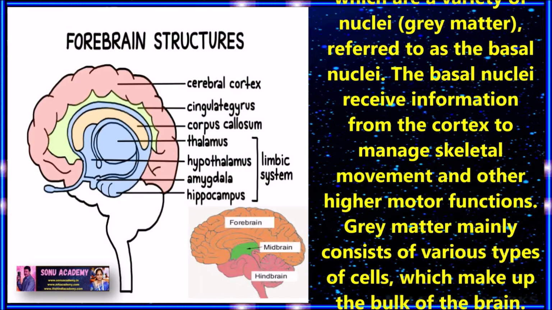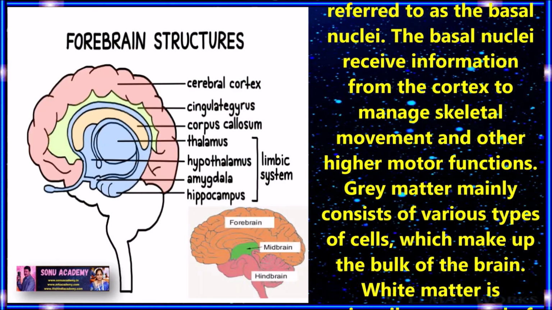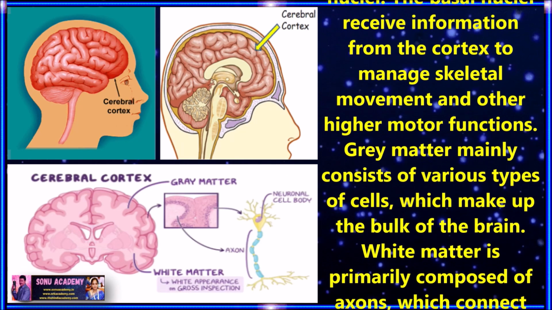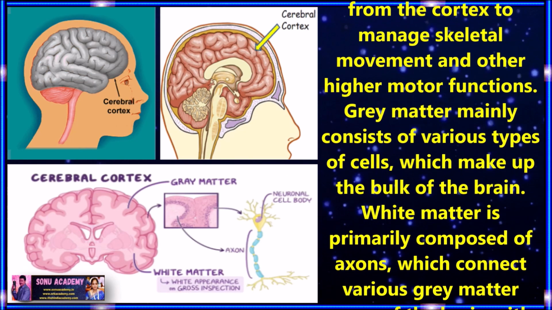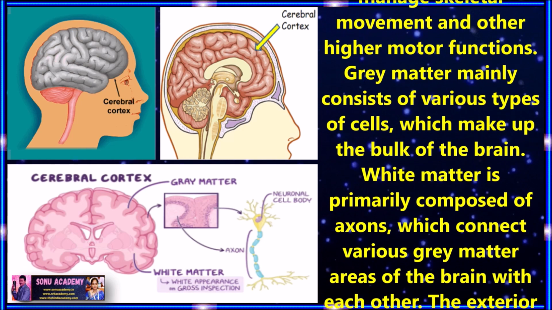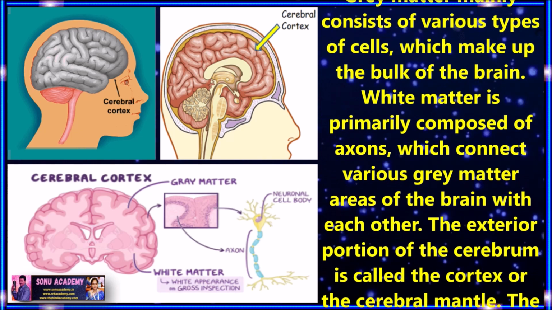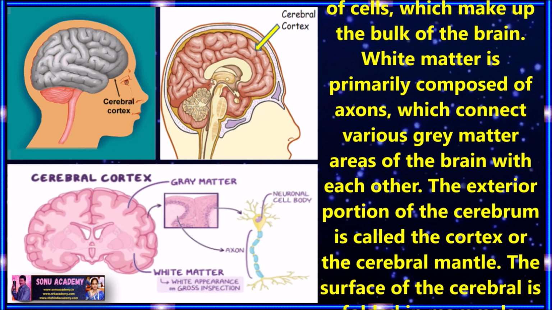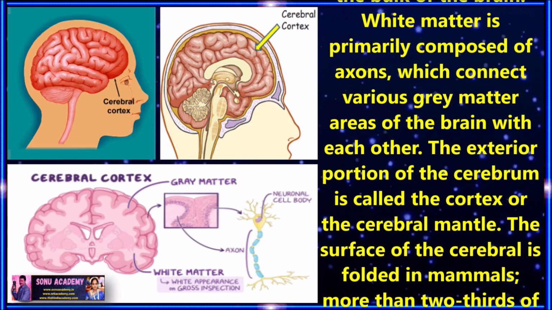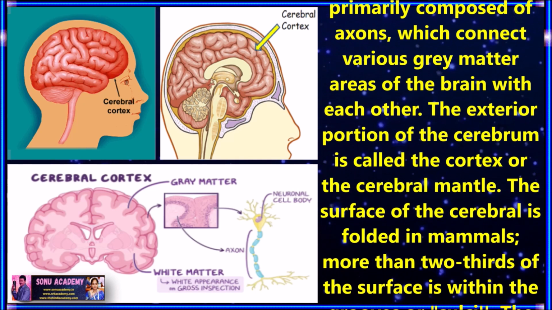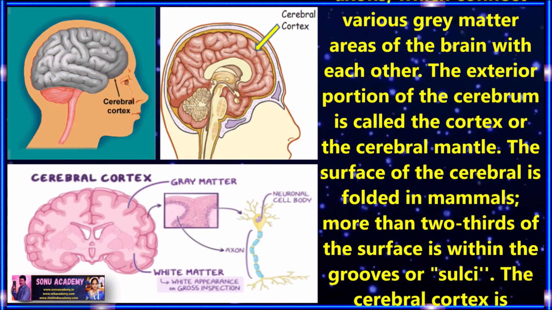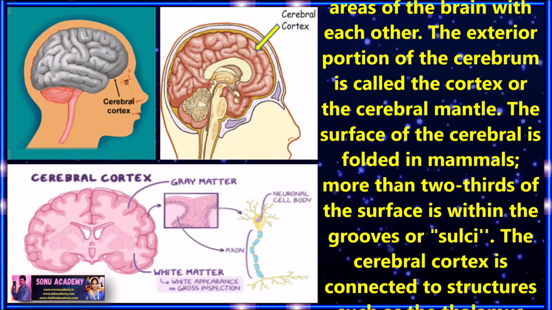The basal nuclei receive information from the cortex to manage skeletal movement and other higher motor functions. The gray matter mainly consists of various types of cells which make up the bulk of the brain. White matter is primarily composed of axons which connect various gray matter areas of the brain with each other. The exterior portion of the cerebrum is called the cortex or cerebral mantle.